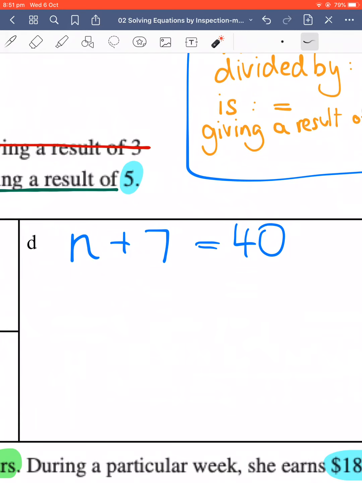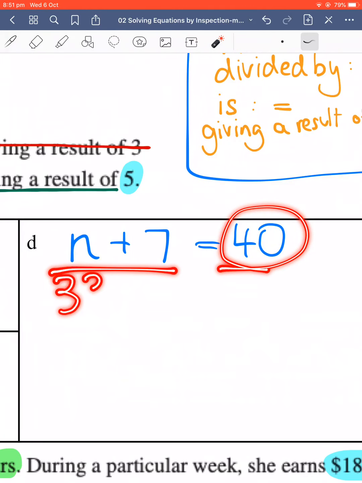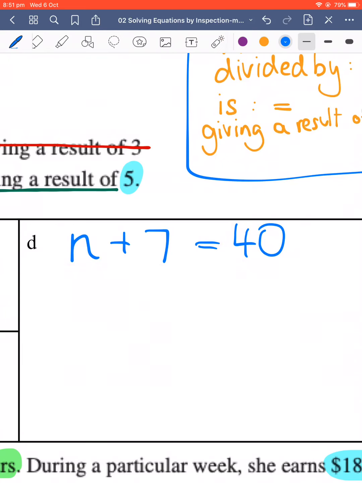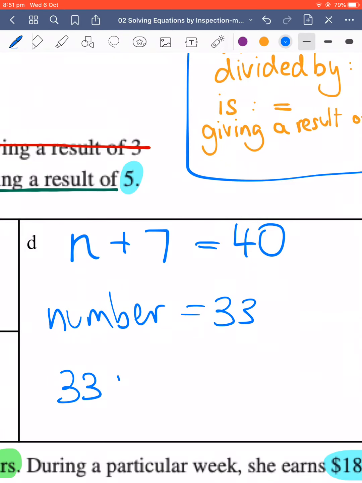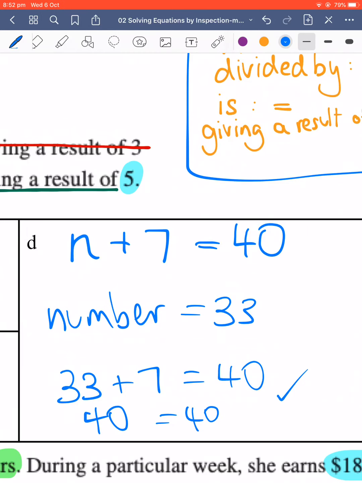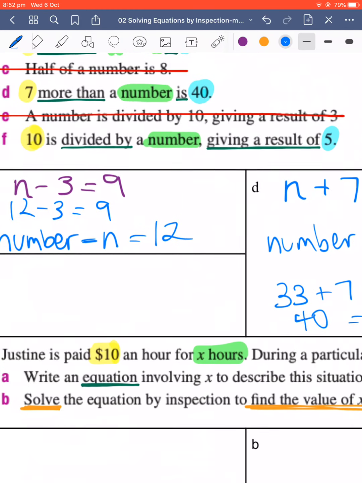This one's going to be quite big. So what's a number plus 7 to give me 40? If I play around with it, let's do 33 plus 7 gives me 40. Beautiful. So my number in this case is actually 33. And again, I can always double check that by substituting it back in, and my right hand side equals my left hand side. Beautiful. Done.